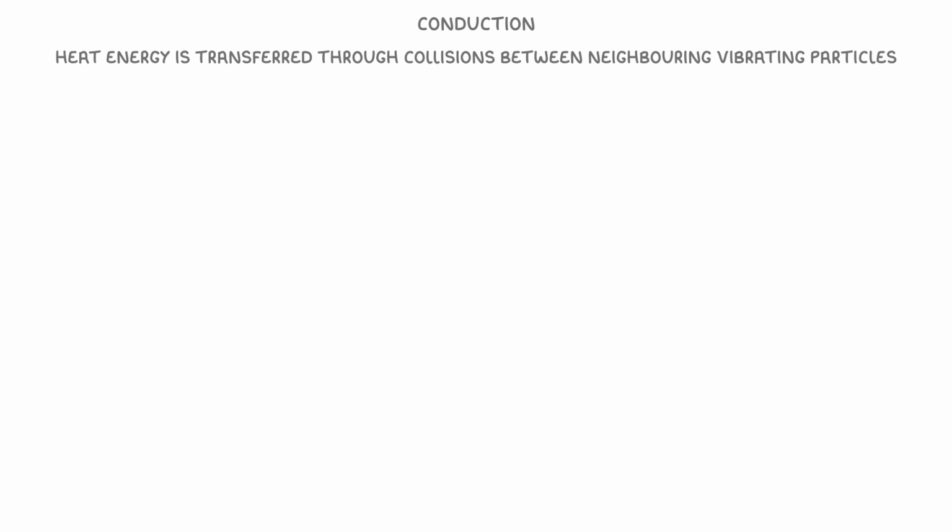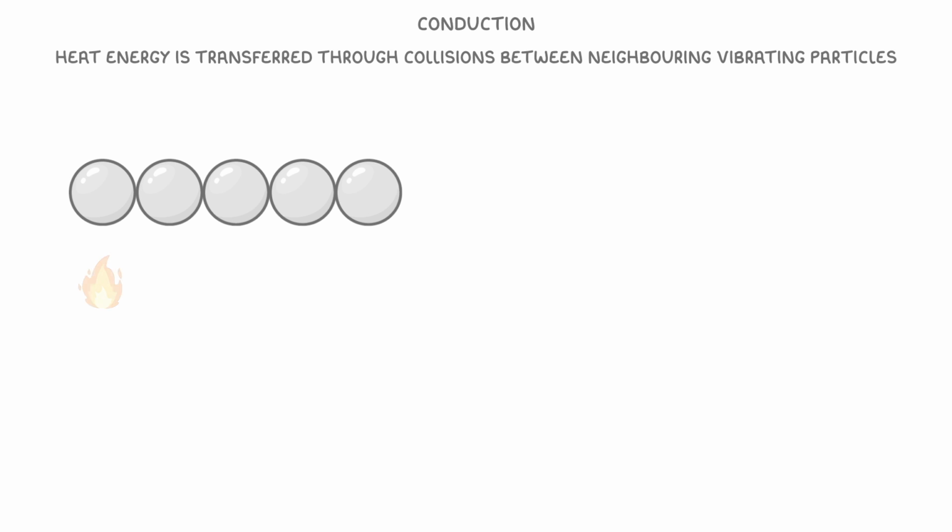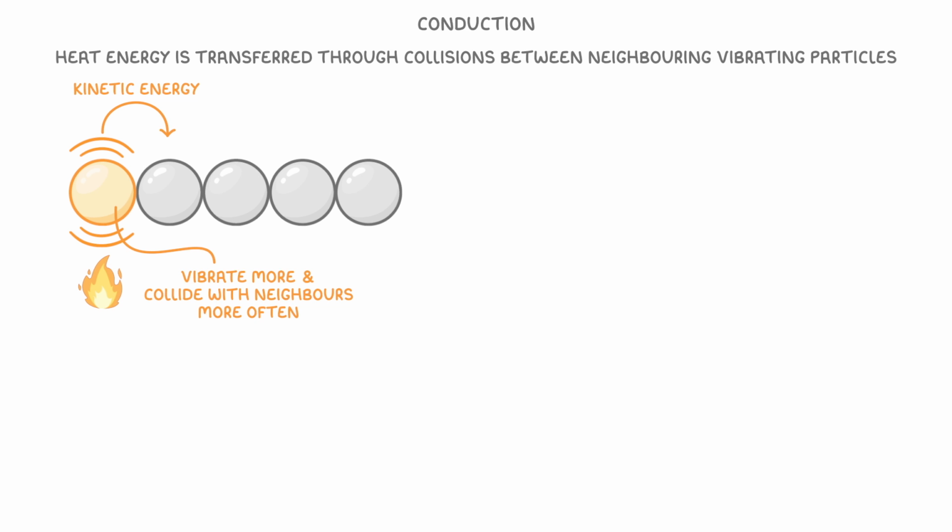Starting with conduction. This is the process where heat energy is transferred through collisions between neighboring vibrating particles. To understand how this works, let's imagine a block of metal being heated at one end. The particles at the hot end gain kinetic energy, which makes them vibrate more. This increased vibration means the particles collide with their neighbors more often, passing on some of their kinetic energy. This process continues throughout the block, transferring heat energy from the hot end to the cooler end.